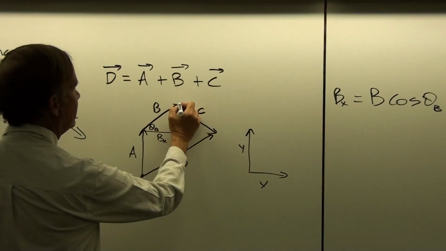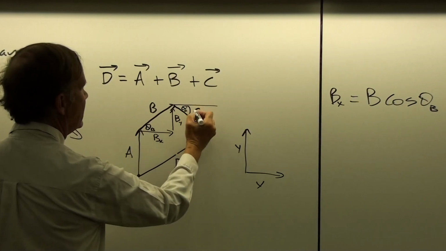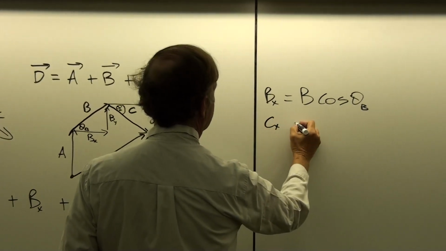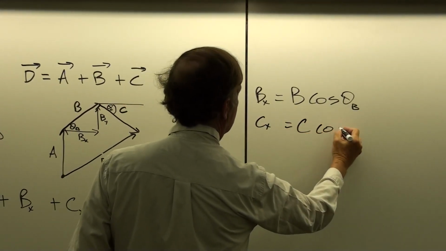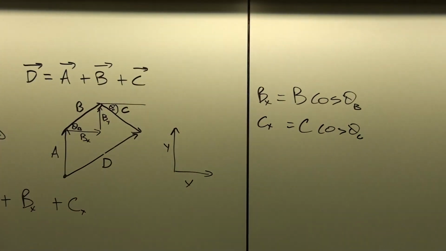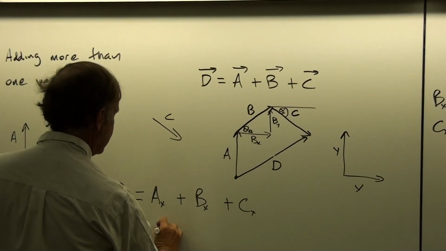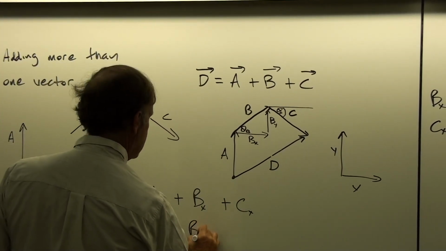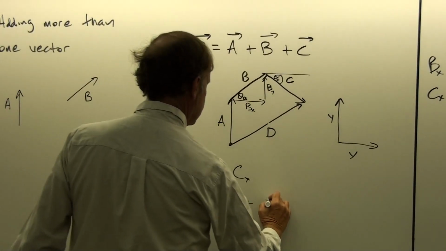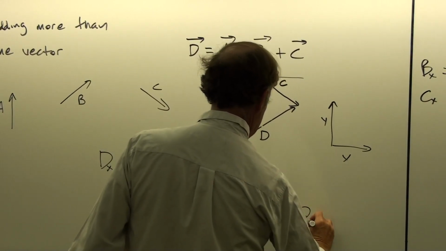And then we could call this angle here theta C. We could similarly say that Cx is equal to C cosine theta C, like that. And so our x component of D in this problem would be 0 plus B cosine theta B plus C cosine theta C.